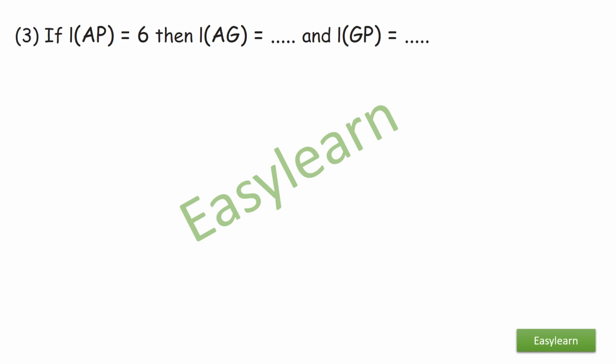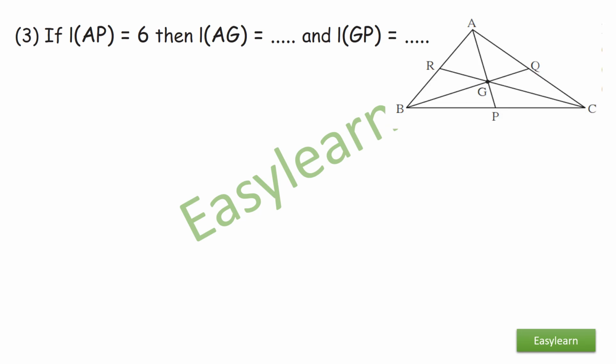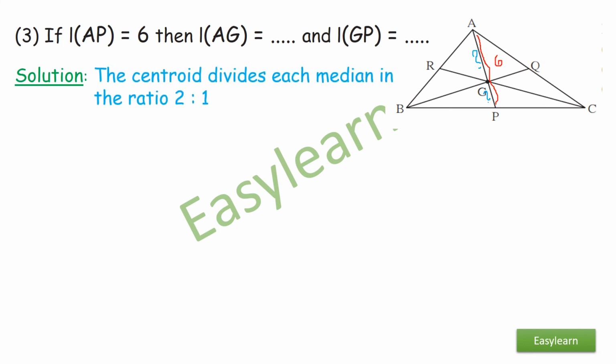Third, if length AP is 6, we have to find length AG and GP, both. So we know that the centroid divides each median in the ratio 2:1. So length AG upon length GP is equal to 2:1. We can also say that length AG is equal to 2 times GP.